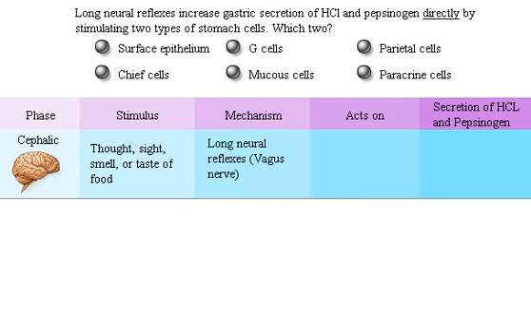Long neural reflexes increase gastric secretion of hydrochloric acid and pepsinogen directly by stimulating two types of stomach cells. Which two? Select the cells that produce each secretion.